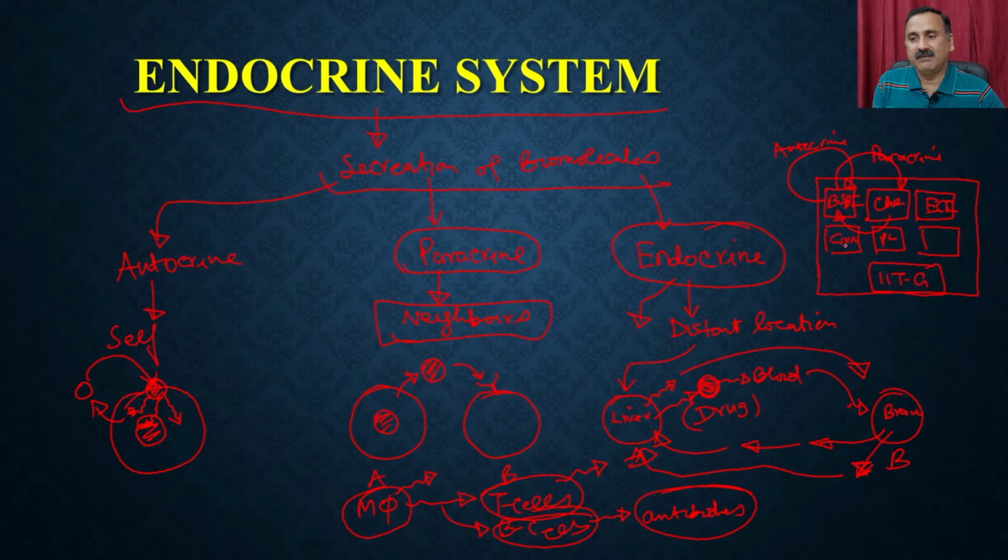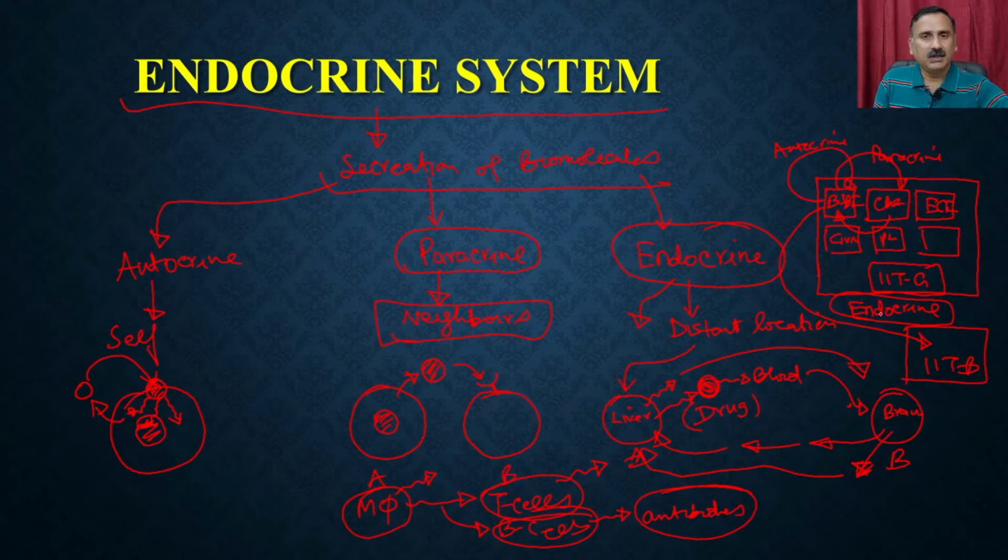Now, imagine that I am working in IIT Guwahati, and my friend is working in IIT Bombay. If I send something from my lab to his lab, that is called endocrine signaling. Okay. So, that is endocrine, because that is going to induce responses in IIT Bombay.